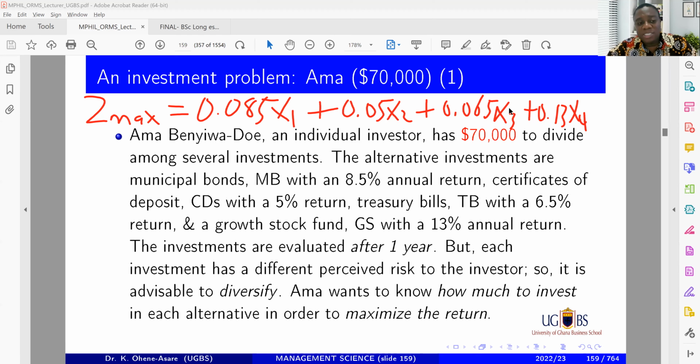Now that you've written your Z max, you have to write subject to, and then you continue with the constraints. So at this stage, we are going to look at the constraints one by one. The constraints have been given. Yes, Judith.